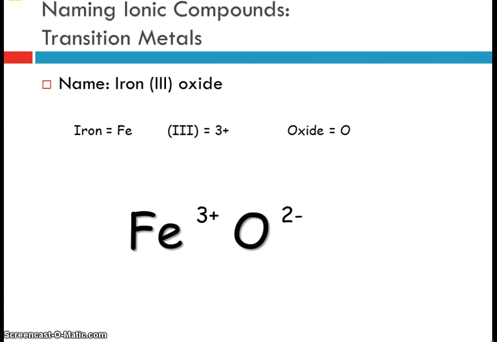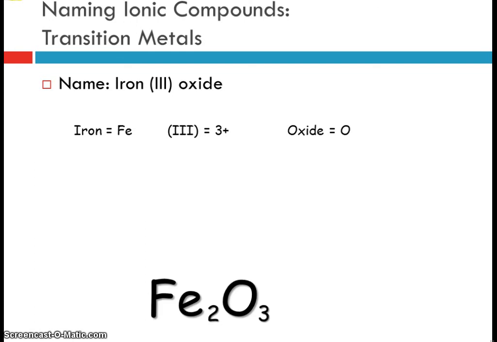Now remember, crisscross! The charge of one will become the number of atoms for the other. So the 3 plus moves down to the bottom right next to the oxygen, and the 2 minus will become 2 for the number of atoms of iron. And so it becomes Fe2O3.